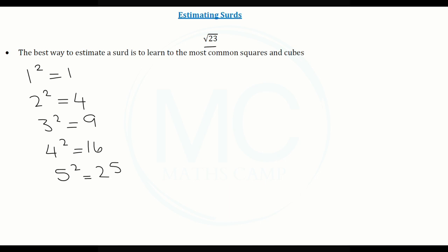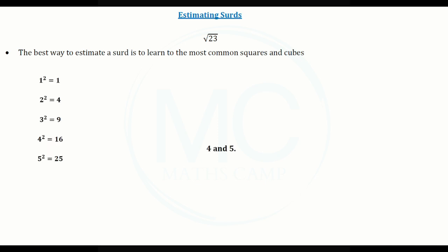Now, 23 lies between 16 and 25. Therefore, the square root of 23 must lie between 4 and 5. And we have now estimated this value. Let's look at the cube root of 300.